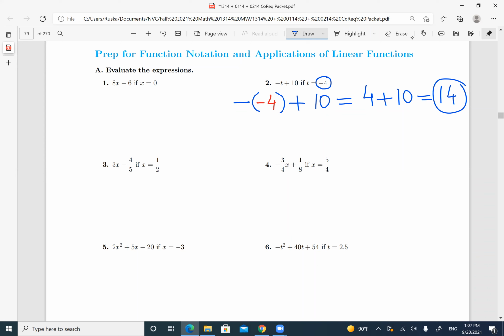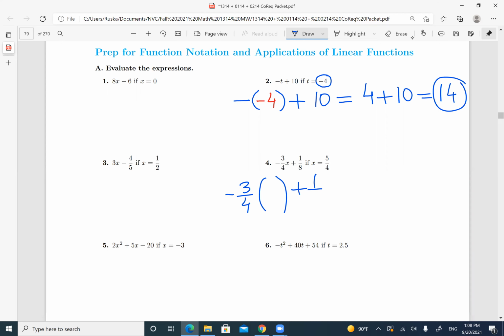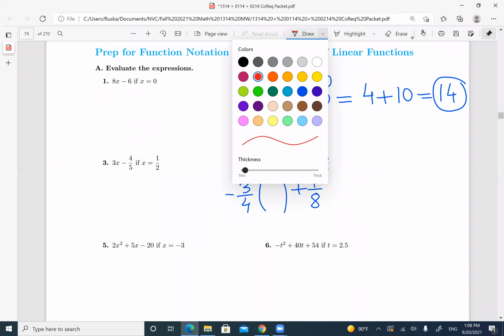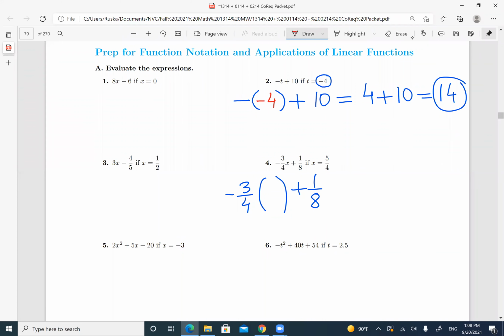Okay, then I'm going to do also number 4. It's interesting. We have fractions. So number 4, we're going to do the same way. We have -3/4. I'm going to put my x here, plus 1/8. And the value for the x is 5/4.